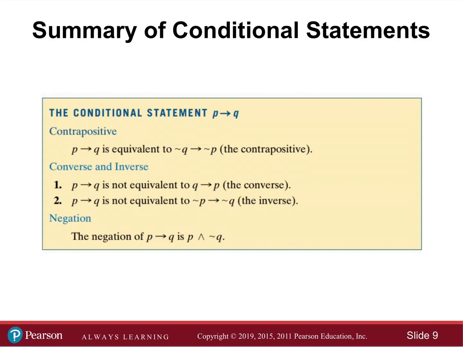So the conditional statement P implies Q: the contrapositive is equivalent, not Q implies not P. And the converse, Q implies P, and the inverse are not equivalent. This is just a summary of what we've been experiencing. We explored the contrapositive, the converse and the inverse, and the negation of the conditional statement.